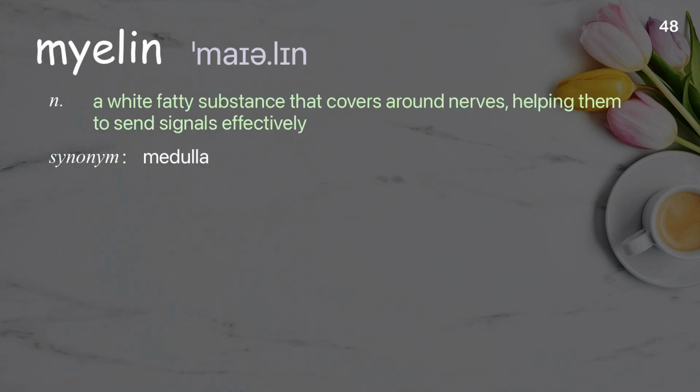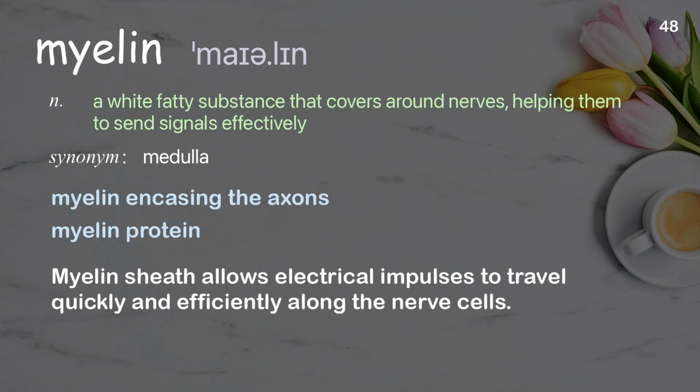Myelin. A white fatty substance that covers around nerves, helping them to send signals effectively. Examples: Myelin encasing the axons. Myelin protein. Myelin sheath allows electrical impulses to travel quickly and efficiently along the nerve cells.